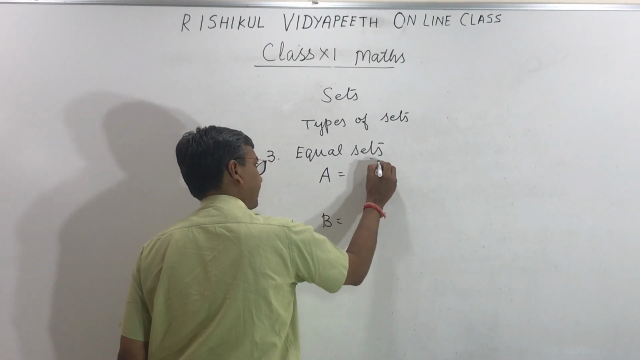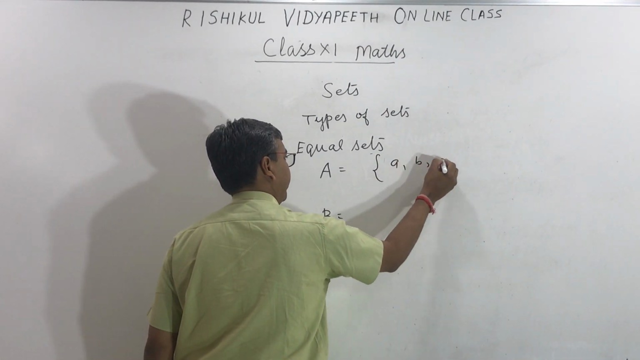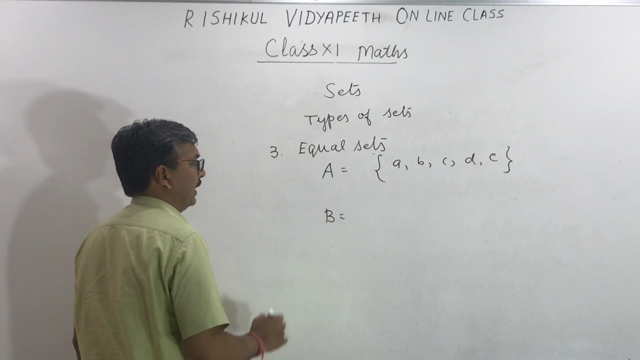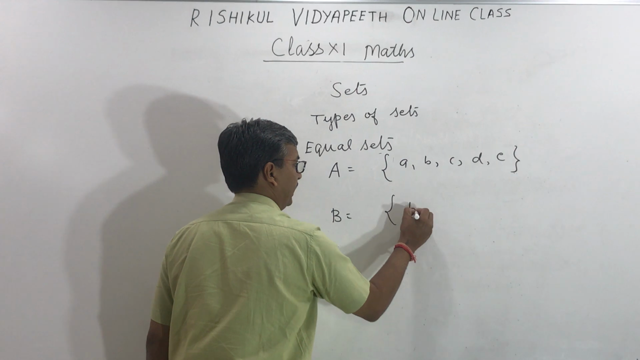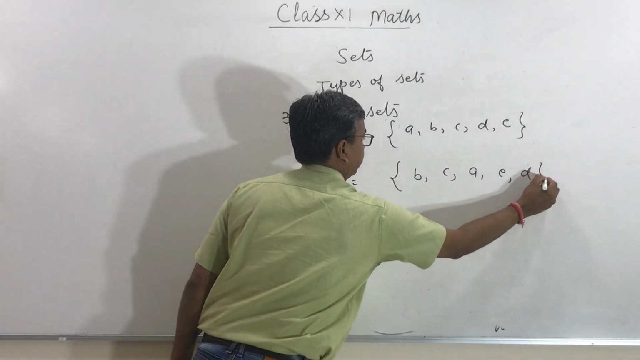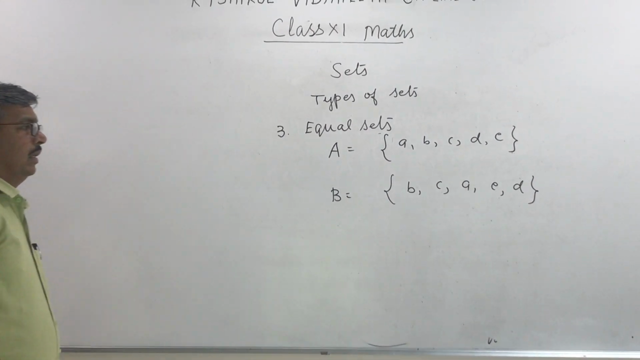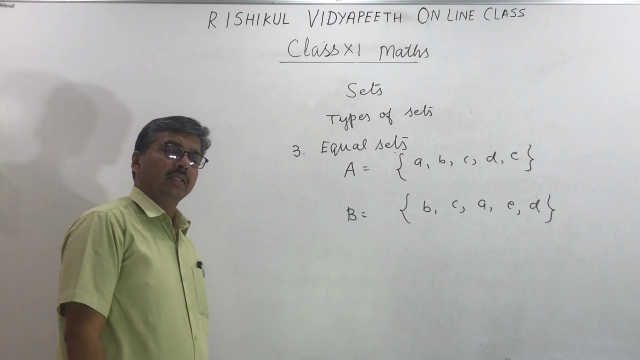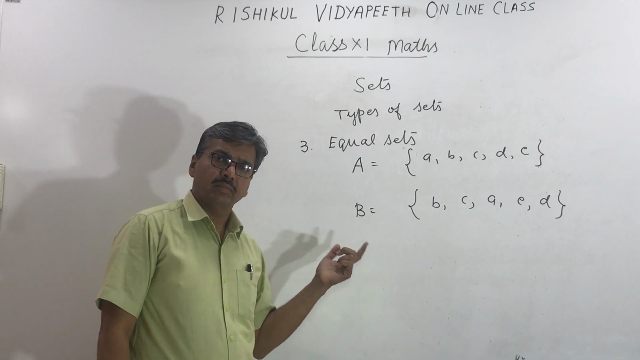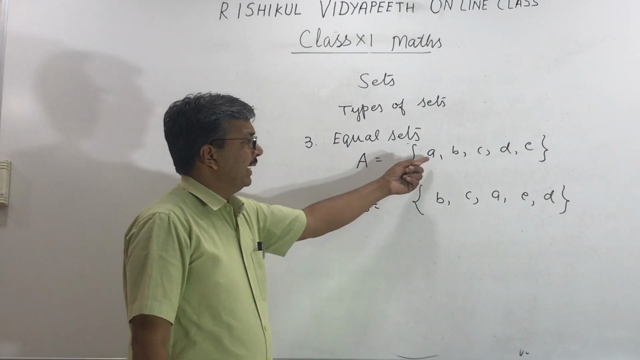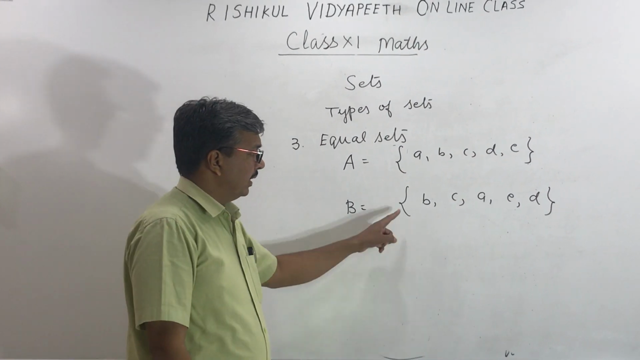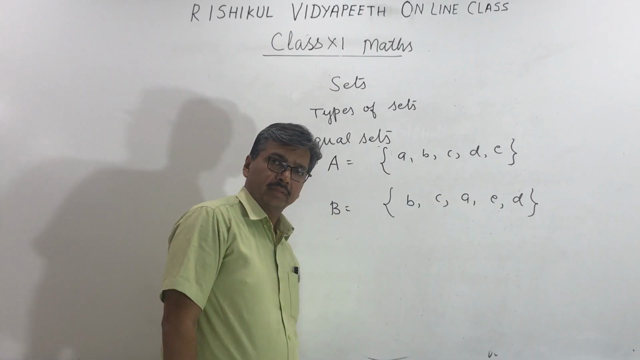Let set A be {A, B, C, D, E}, and set B be {B, C, A, E, D}. Are they equal? Yes, set A and set B are equal. Why? Because set A and B have the same elements. The order doesn't matter here.